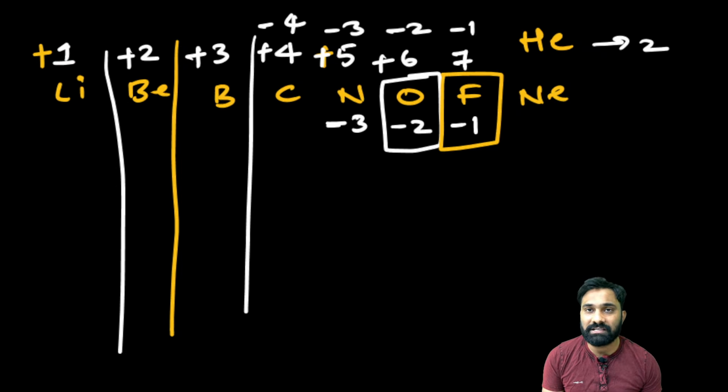Why not +7 oxidation state? Can anyone say why fluorine is showing only the -1 oxidation state? Why not the +7 oxidation state?